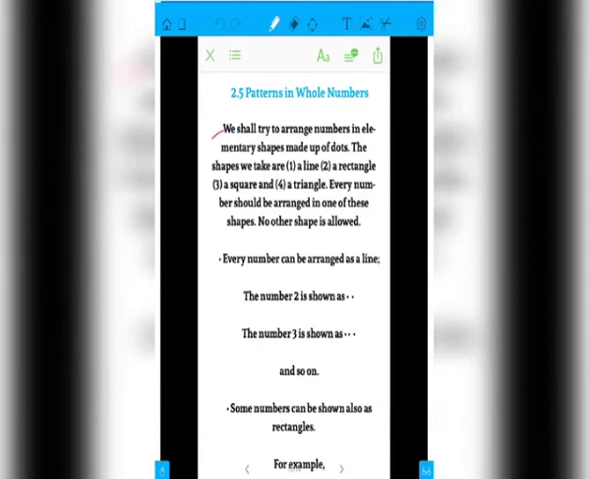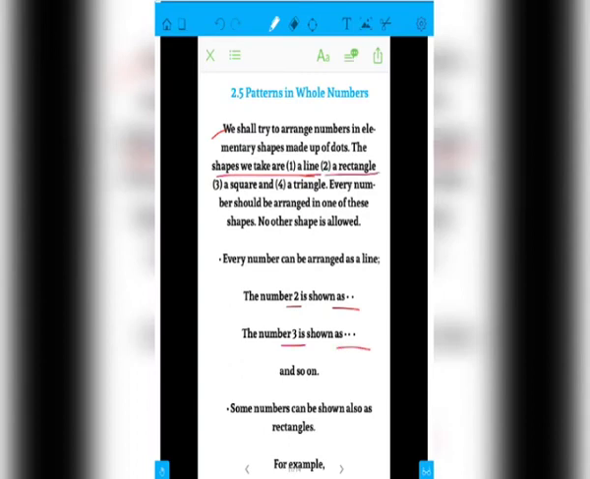Patterns in whole numbers. We shall try to arrange numbers in elementary shapes made up of dots. For example, a line: if I am defining 2, we can define it by 2 dots. Defining 3, I can define it by 3 dots.